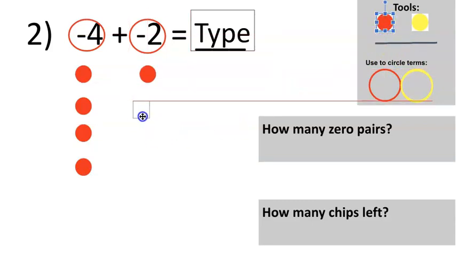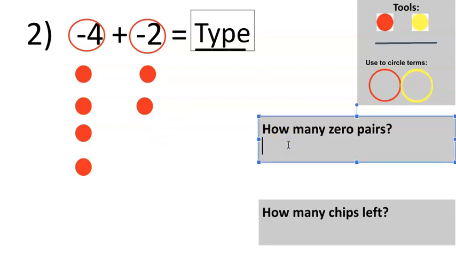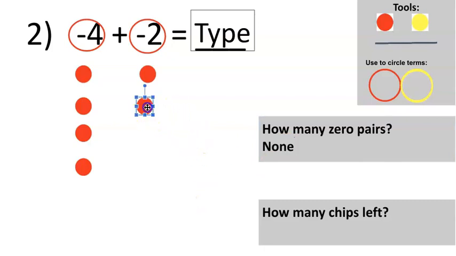So now that we have a model for each number, we're going to ask how many 0 pairs. And this particular problem here, we have nothing but red chips. They're all red. There's no yellow because we have to be careful. Red and yellow make a 0 pair. And here I have absolutely no yellow ones. So we're going to put here none. There's no 0 pairs. So because there's no 0 pairs, we cannot use a connector.